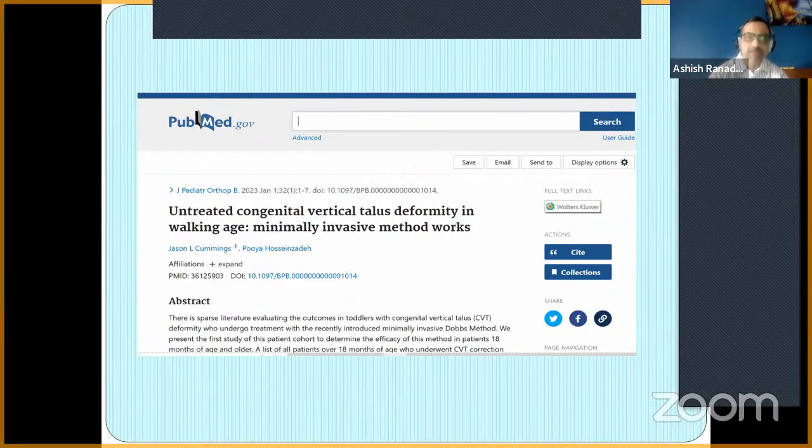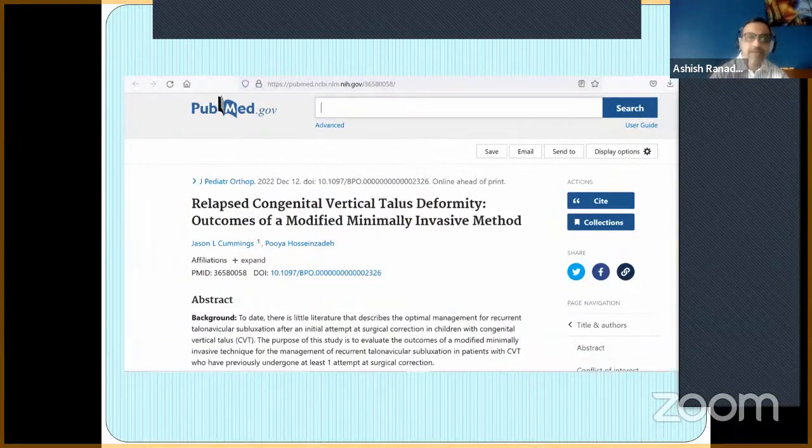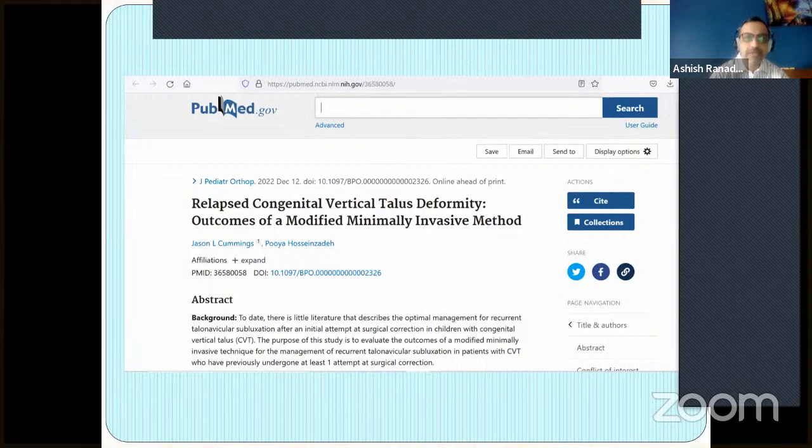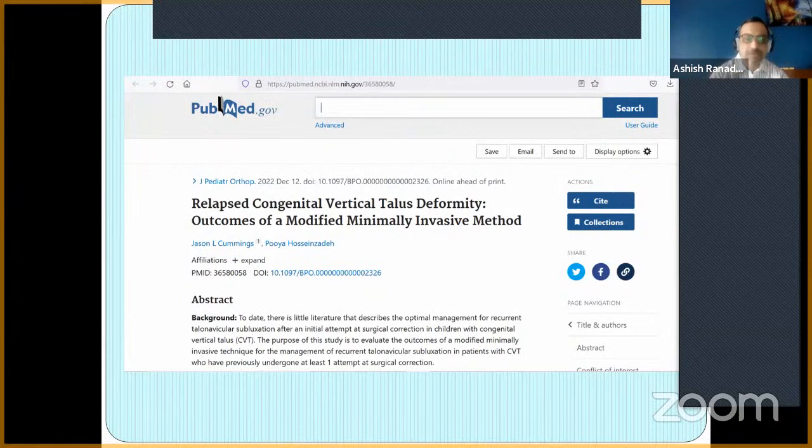So very recent paper published recently, and there is another paper which is looking at relapsed CVT, which was treated with sort of similar procedure. So again, they started casting and they treated with open reduction of the talonavicular joint. So these are sort of recent advances, something to look forward to. And yeah, we'll definitely like to try.